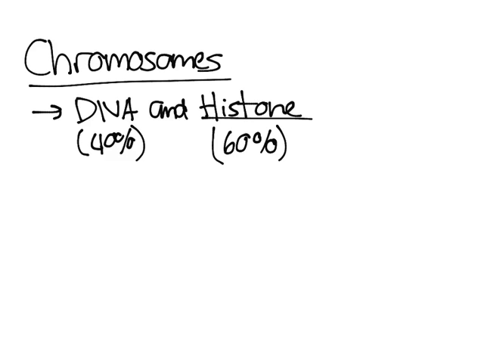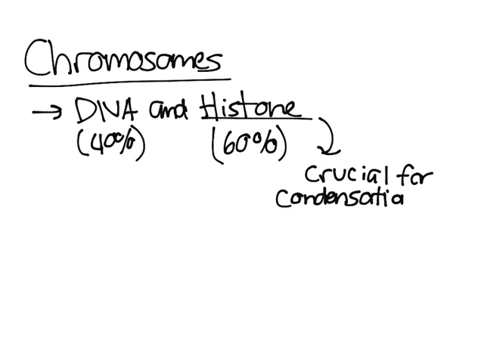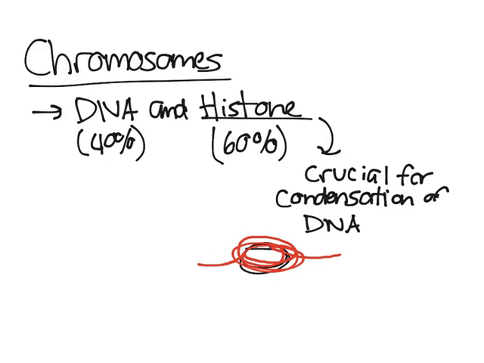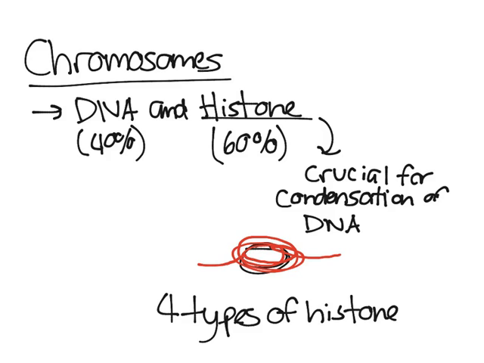And histones are crucial for condensation of DNA. And so what happens is, imagine that's a histone, and we'll use DNA in red. The DNA essentially just wraps around and around the histone and essentially just saves room. And there are 4 types of histones. But I don't think anyone will ever really need to know the names, so I won't get into that.